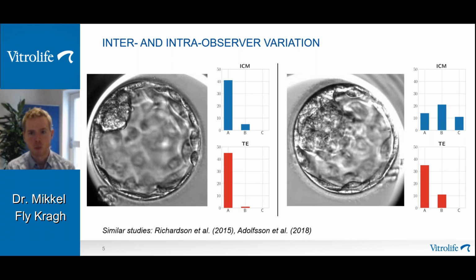However, the example on the right seems much more difficult to grade. Here we see that most of the embryologists rated the inner cell mass as B, but a lot of them also said either A or C. So in this case, they disagreed quite a lot on both inner cell mass and trophectoderm. And this illustrates quite well how difficult the task is, but also how we will never get to 100% accuracy when evaluating the AI on annotations from single embryologists.